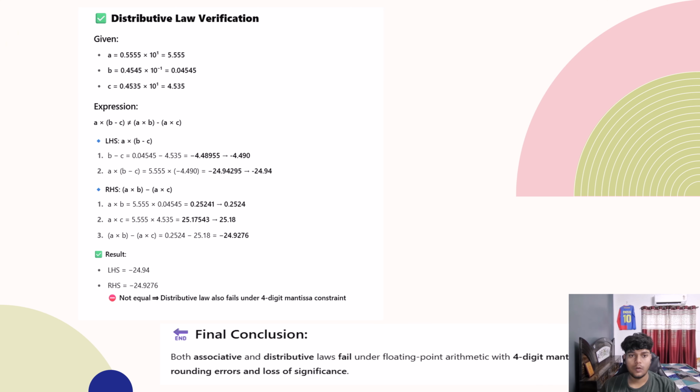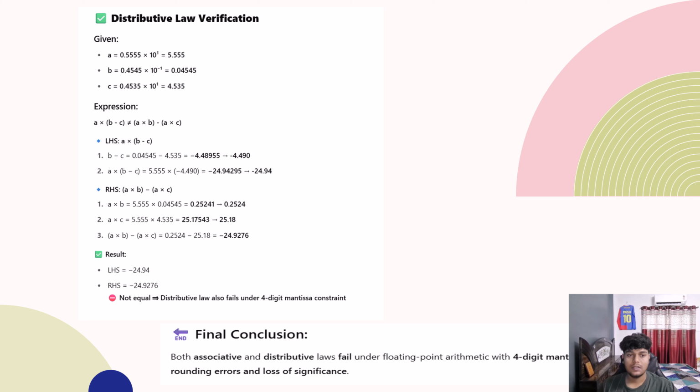For the distributive law, we have values of A, B, and C. First, A into B minus C. B minus C is equal to 0.40805E, which rounds to 0.4081E. A into B minus C is equal to 0.2267E. Now AB minus AC gives us 0.2267E.